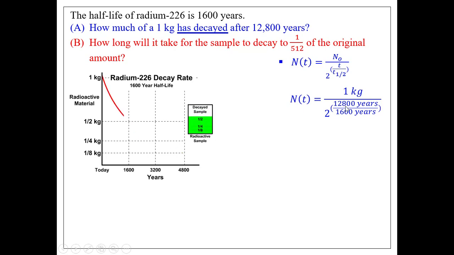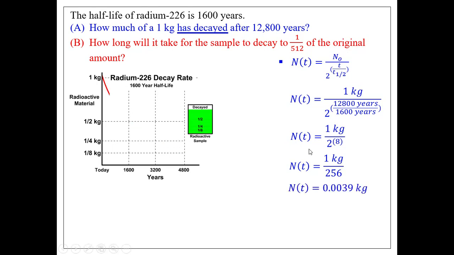And then I'm just going to clean the exponent up a little bit. So 12,800 divided by 1,600 will leave me with an 8. So the numerator of 1 kilogram just gets carried down. So this would be 2 to the 8th power. So if you raise 2 to the 8th power in your calculator, you get a value of 256. And therefore, at this point, you can leave it as 1 over 256 kilogram, or you can simplify it in terms of a decimal. So if you punch in 1 divided by 256, you'll get a value of 0.0039 kilogram.